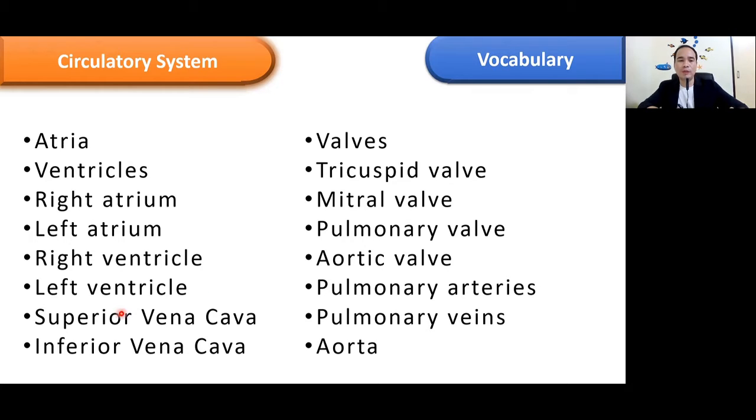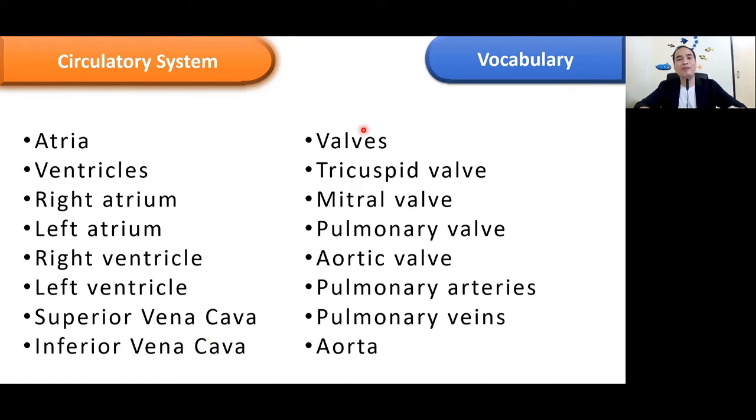Okay, let's have this long word. Superior vena cava. Superior vena cava. Next. Inferior vena cava. Again. Inferior vena cava.